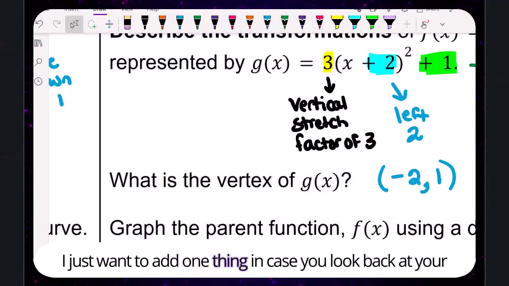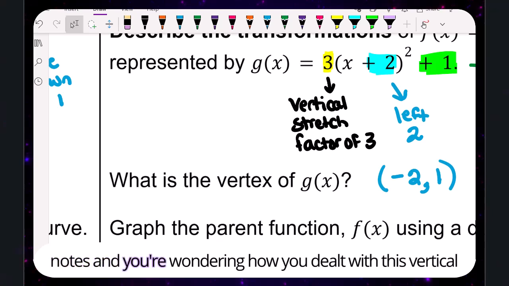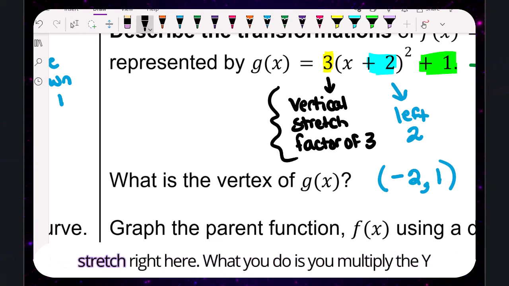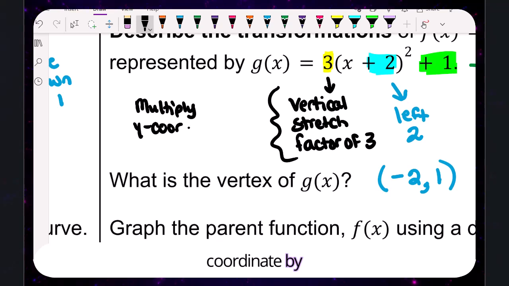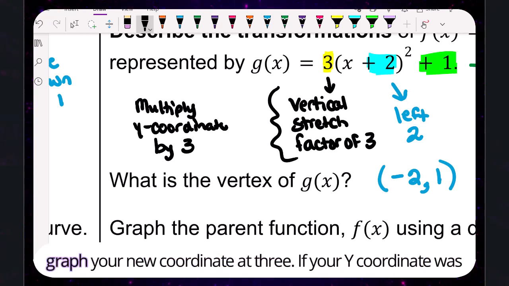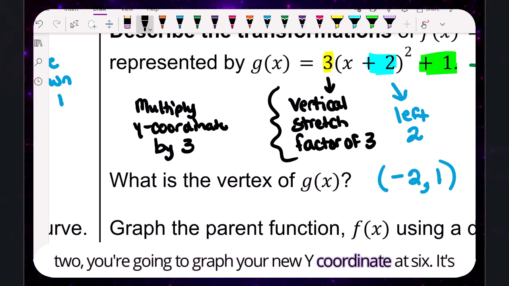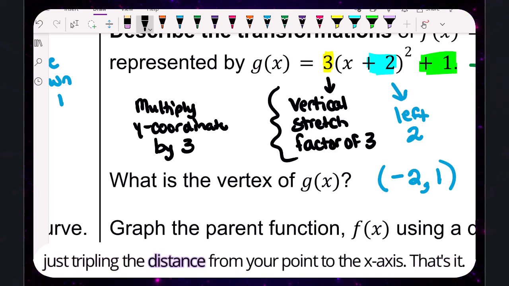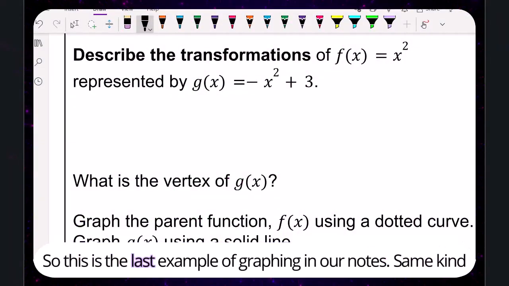I just want to add one thing in case you look back at your notes and you're wondering how you dealt with this vertical stretch right here. What you do is you multiply the y coordinate by 3. So if your y coordinate was 1, then you're going to graph your new coordinate at 3. If your y coordinate was 2, you're going to graph your new y coordinate at 6. It's just tripling the distance from your point to the x-axis.